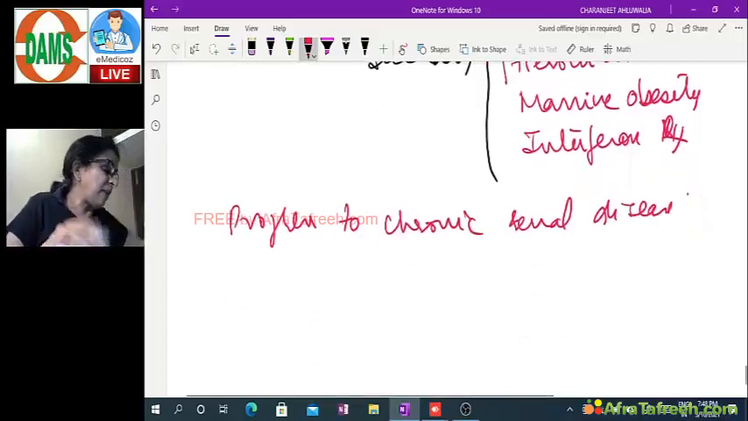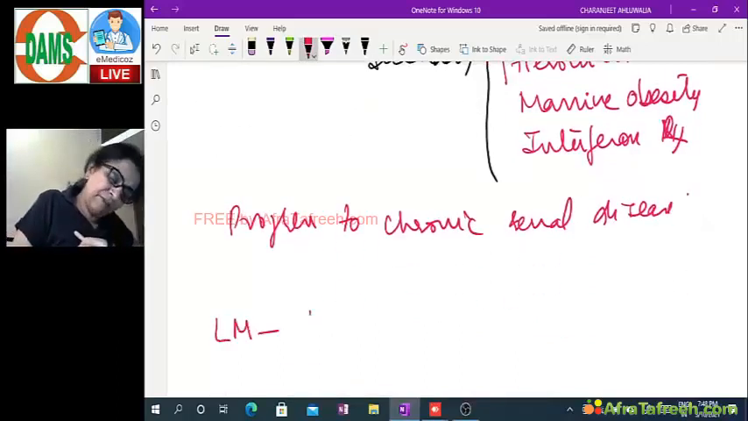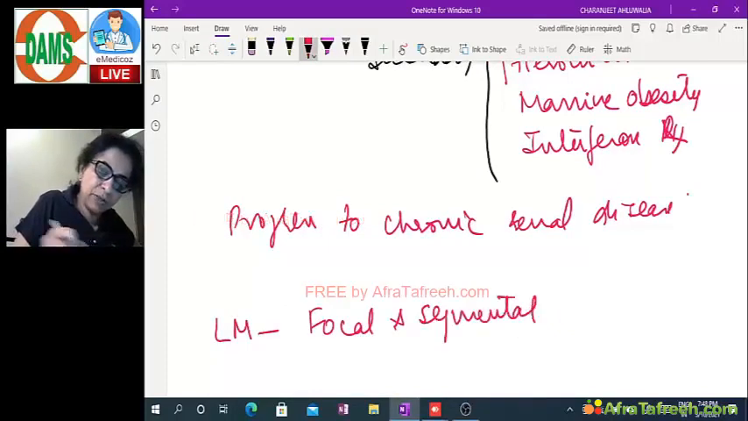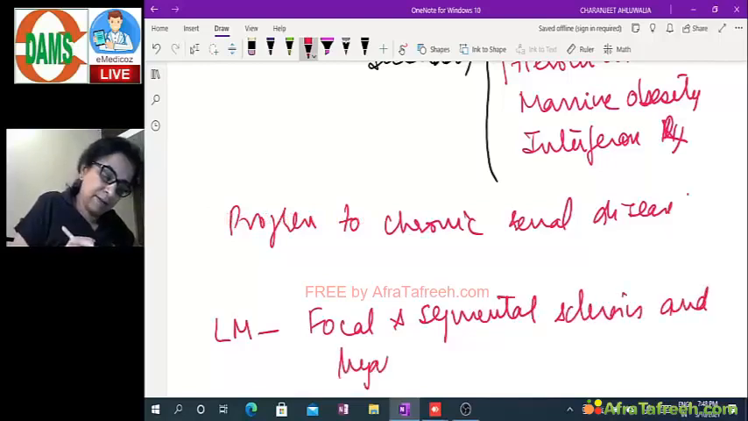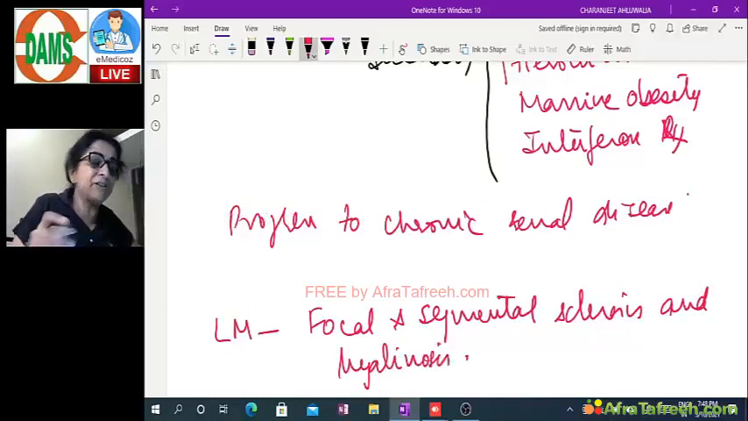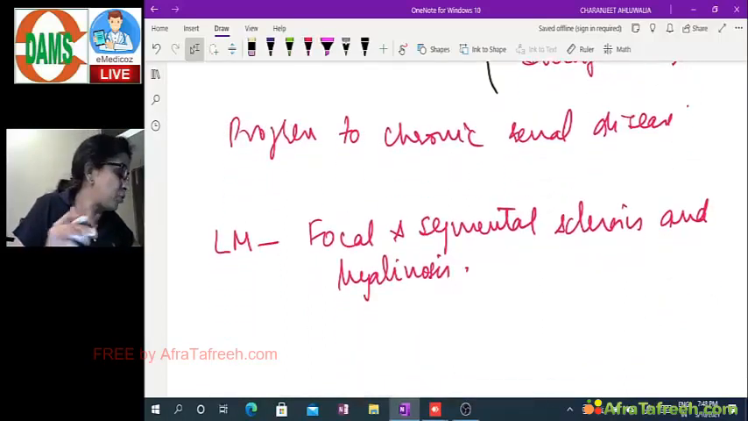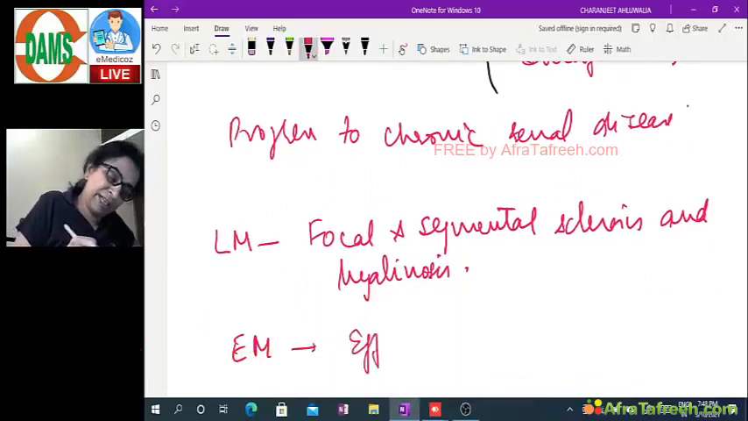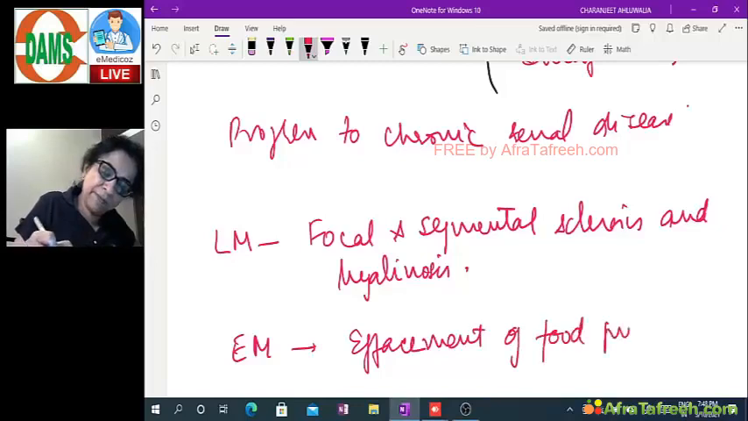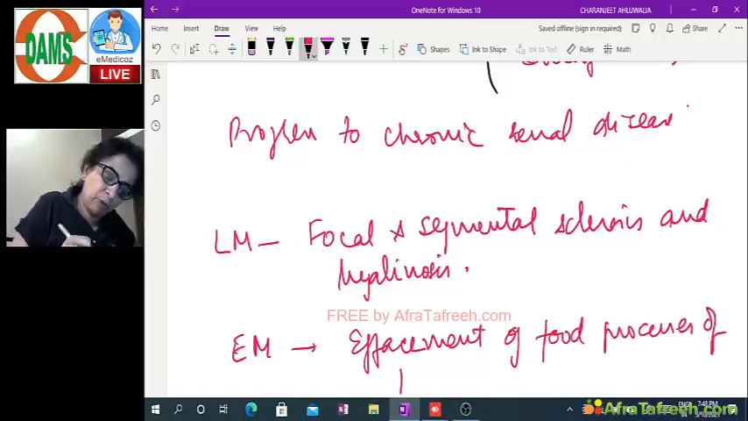Okay. Now, light microscopy, what do you see? We already know focal and segmental sclerosis and hyalinosis. Hyalinosis means pink material is deposited in the glomeruli. So fibrous tissue, pink material. Okay, now electron microscopy, effacement of foot processes. Just like minimal change disease, there is effacement of foot processes of podocytes.